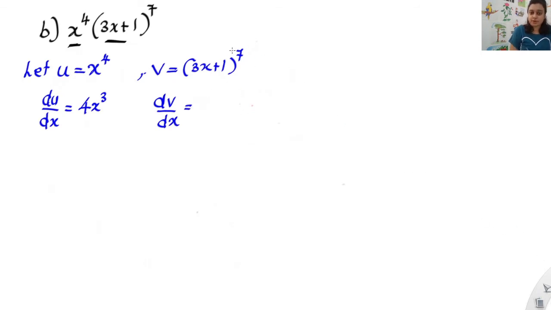That's what your teacher taught you to do very fast, right? Don't have to use the chain rule. So bring the 7 in front. Here you write 7, copy back the bracket, 3x plus 1. The power you reduce by 1, so 7 minus 1, you get 6.